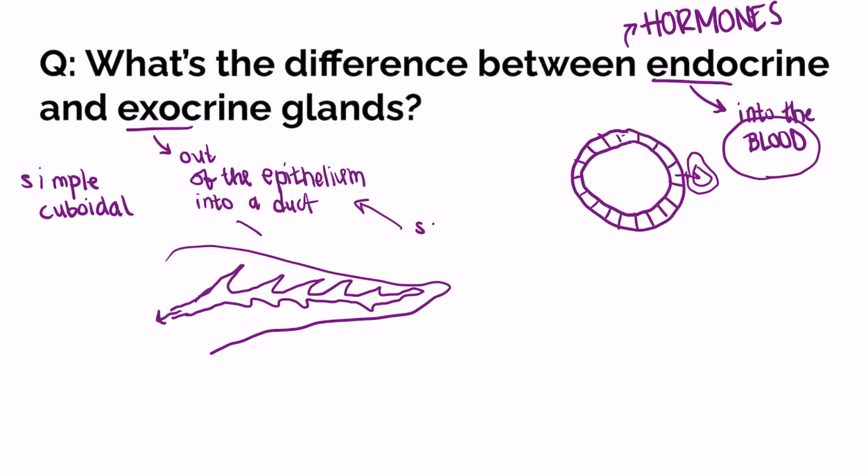So examples of this would be salivary, mammary, sebaceous. Notice these are all local, where they're just going to secrete and it just impacts where it secretes. It's not going to impact the entire body, where hormones can possibly impact the entire body.